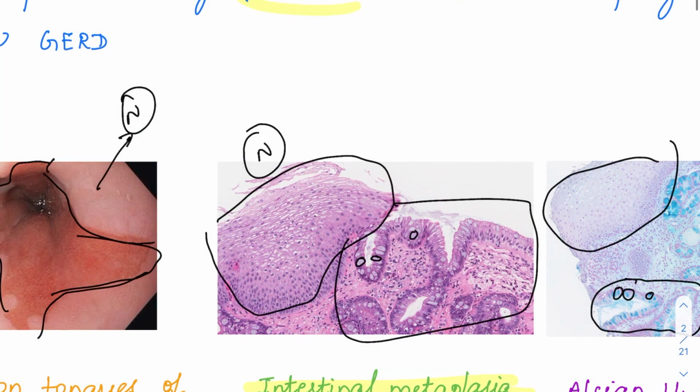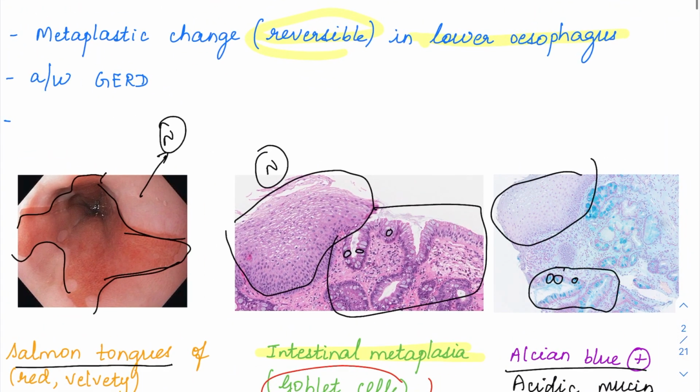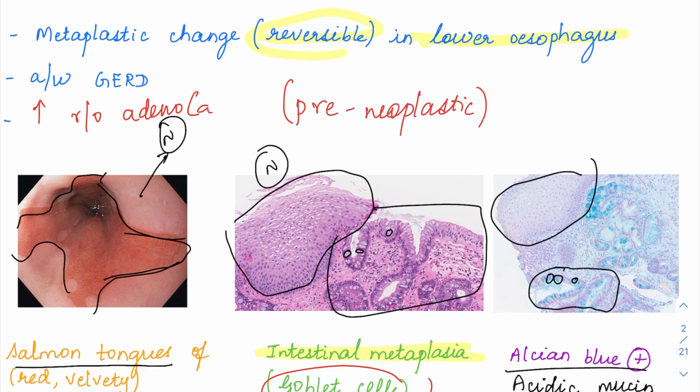So why is it important to know about Barrett's esophagus? The main thing is that it has an increased risk of adenocarcinoma. It is a pre-neoplastic condition. Even though Barrett's esophagus is a metaplastic condition, when it is persistent it can acquire further mutations like p53 or RB mutations, and then it can convert into an adenocarcinoma in the lower esophageal end. That is why Barrett's esophagus is quite important.